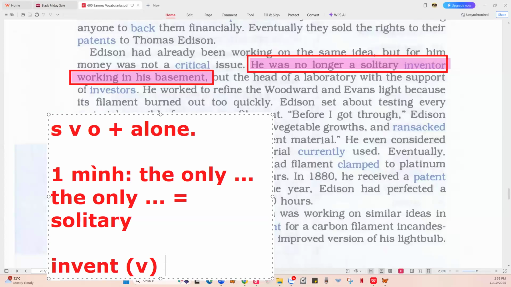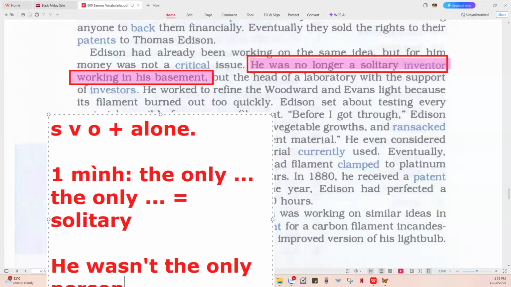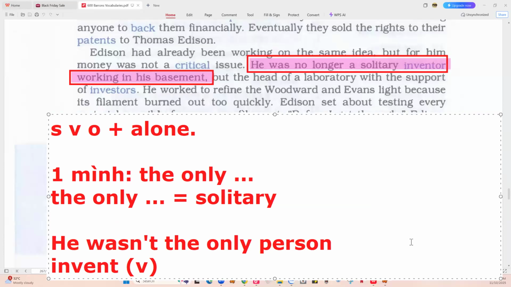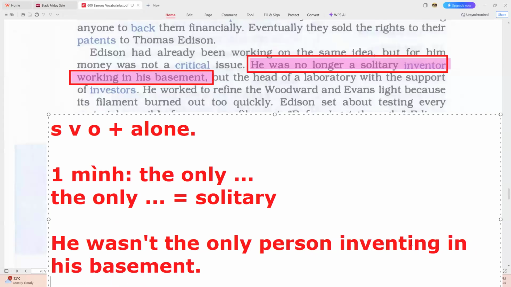He wasn't the only person inventing in his basement. So verb up.